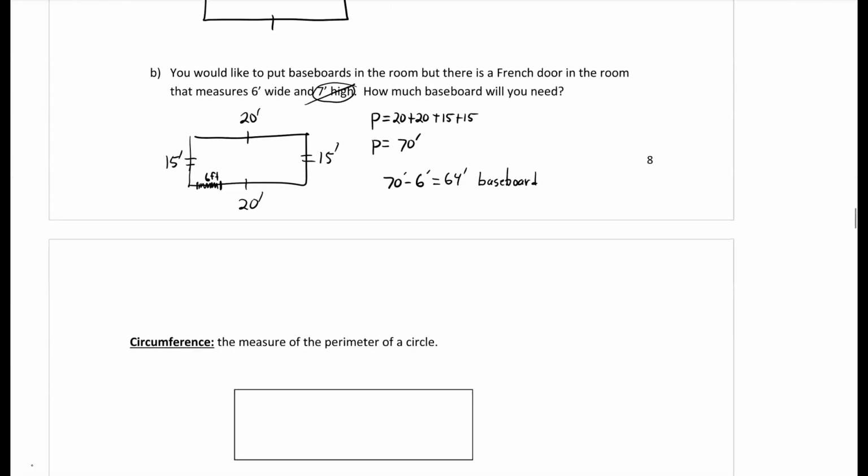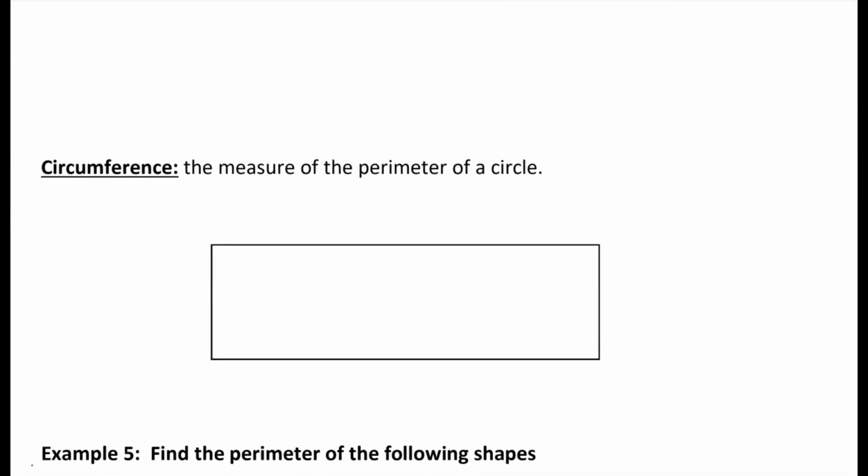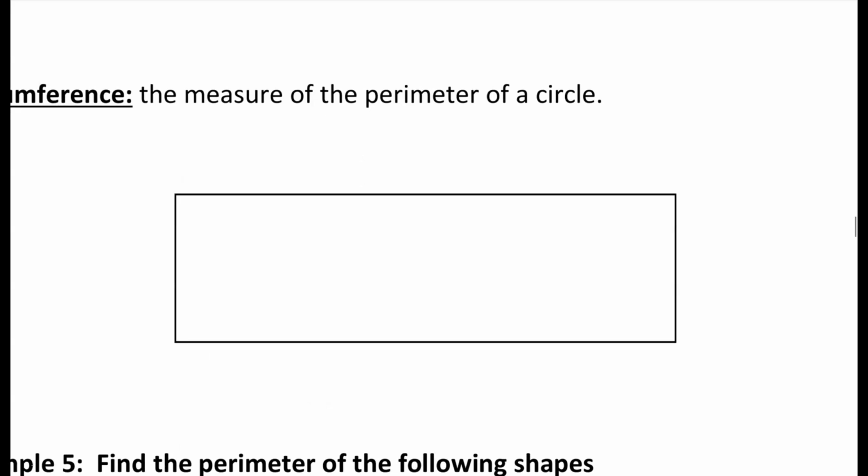Now that was quick, but we got through all of the perimeter questions there. The biggest thing is you're looking at calculating the distance all the way around the outside of the shape. Now we're going to be looking at circumference. Circumference is the measure of the perimeter of a circle. Now there's two different formulas that we can look at for this.